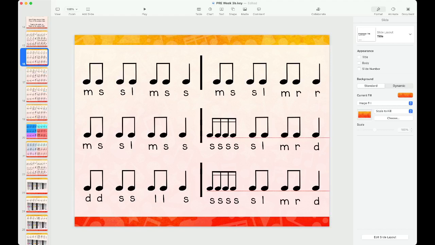Now, how does this relate to recorder? Well, let me flip the screen around.